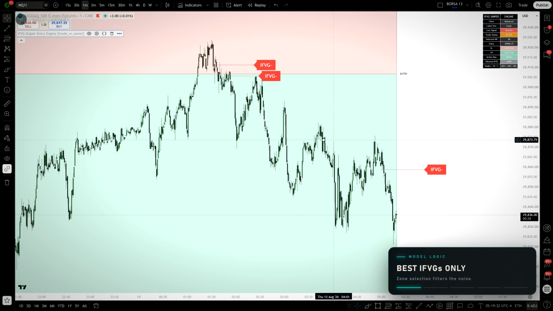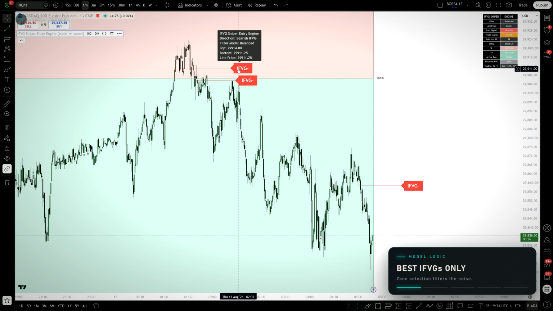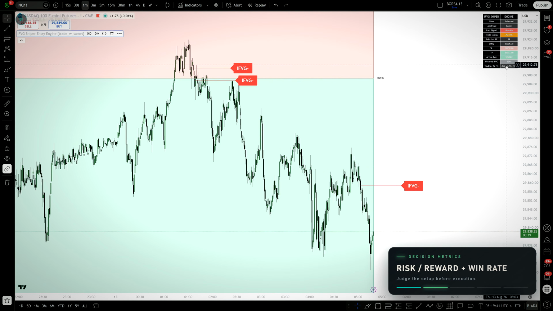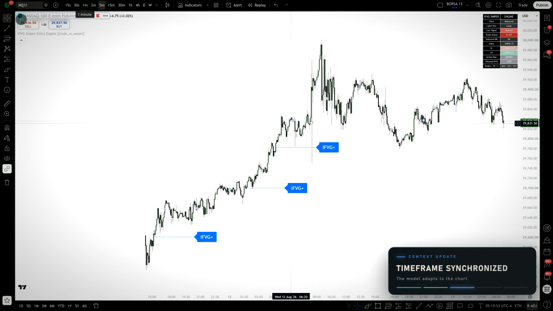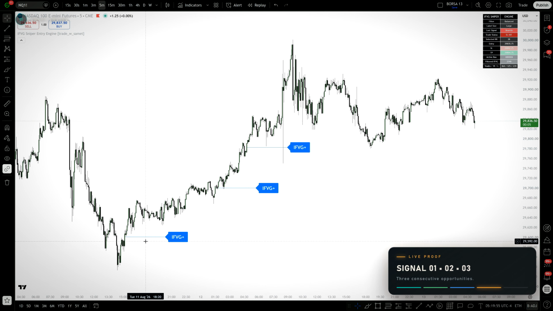What this indicator does basically is it will plot the notable, the best IFGs so you can take a position on it. And here you can see how much risk reward you want to use and what win rate you have. It's quite simple. If you change the time frame, it will update itself. It's very nice. And you can see that on 5 minutes, you got 3 signals back to back.